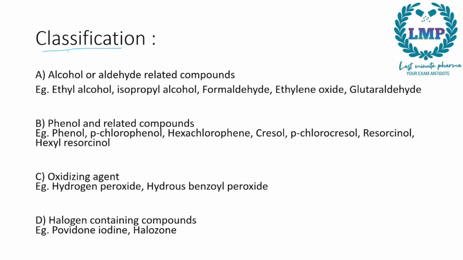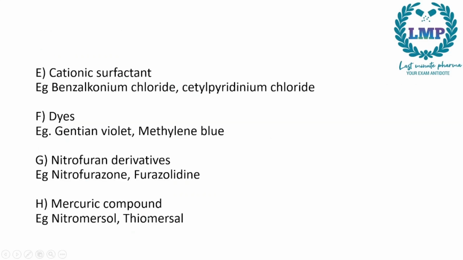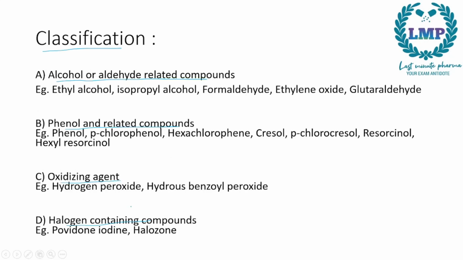Classification of anti-infectives. We have local anti-infectives. We have 8 different classes. So the first class would be alcohol or aldehyde related compounds. Second one, phenol and related compounds. Third, oxidizing agents. Then halogen-containing compounds. Next up we have cationic surfactants, dyes, nitrofuran derivatives, mercuric compounds. What I will suggest is to learn the classifications better. First we will read the classification thoroughly, make it thorough and then go on to the structures.